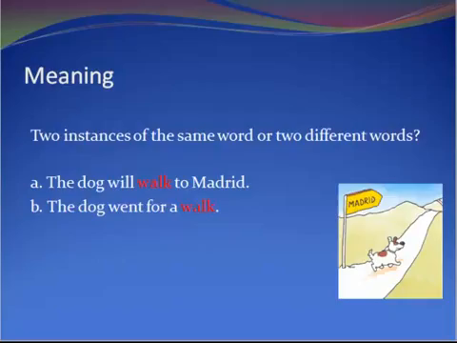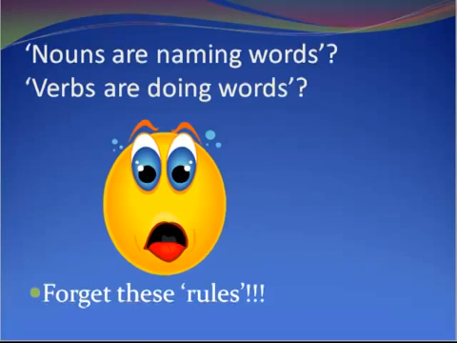And you could say "the dog went for walks," and you can put an S at the end of it, making it more than one walk. So although the word looks the same and in both cases expresses a kind of activity, in the first sentence we've got a word walk, which is a verb, and in the second sentence we've got a word walk, which is a noun. So what you've got is two different words. So nouns are naming words, verbs are doing words: forget these rules. They are not good indicators of categories.